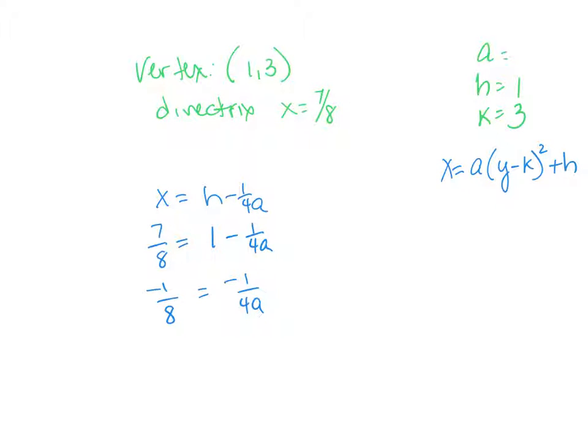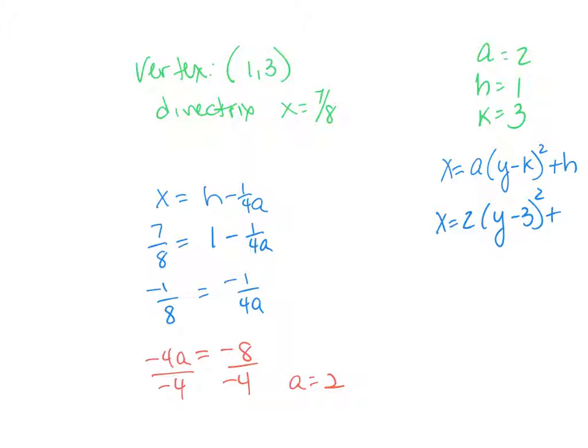That minus sign goes with the 4a. So I'm going to cross multiply, and I get negative 4a equals negative 8. And when I divide by negative 4, I get a equals 2. So I know that a is 2. Am I ready to write my equation? Each one is different. You've got to look for a, h, and k. Once you do, you're ready to write your equation. So my equation is x equals 2 times y minus 3 squared plus 1.